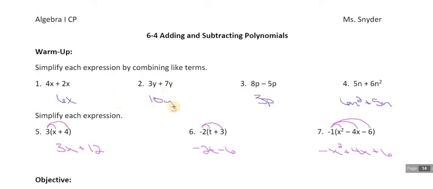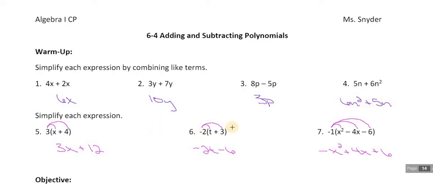Okay, so let's check our work here. The main one I want to draw your attention to here is number 4. In number 4, we did not have like terms, so you'll notice I just wrote this binomial in standard form, highest power down to lowest power.